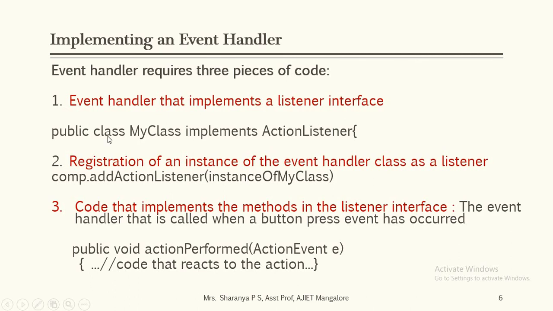So whenever an event occurs, these three steps need to be processed. First, the event handler needs to implement the listener interface, and what action needs to be performed needs to be implemented. Next, it has to be registered to the instance of the event handler class. Next, the code for whatever action needs to be performed has to be specified.